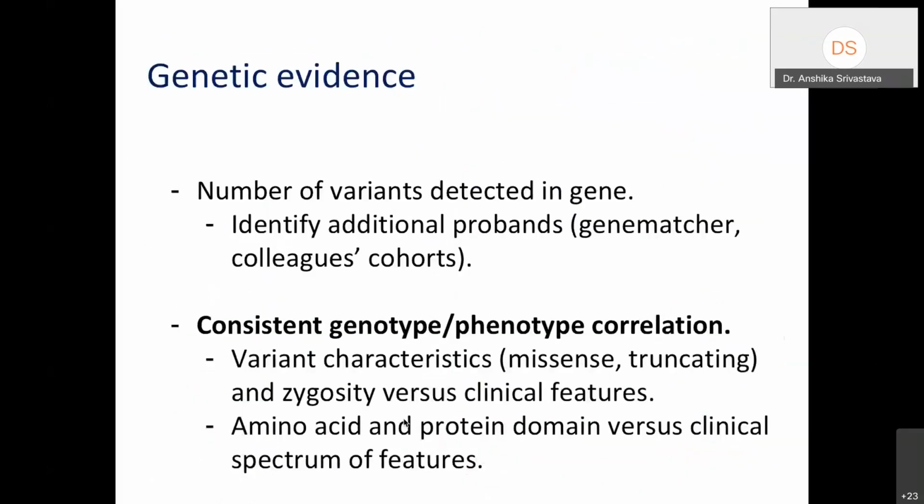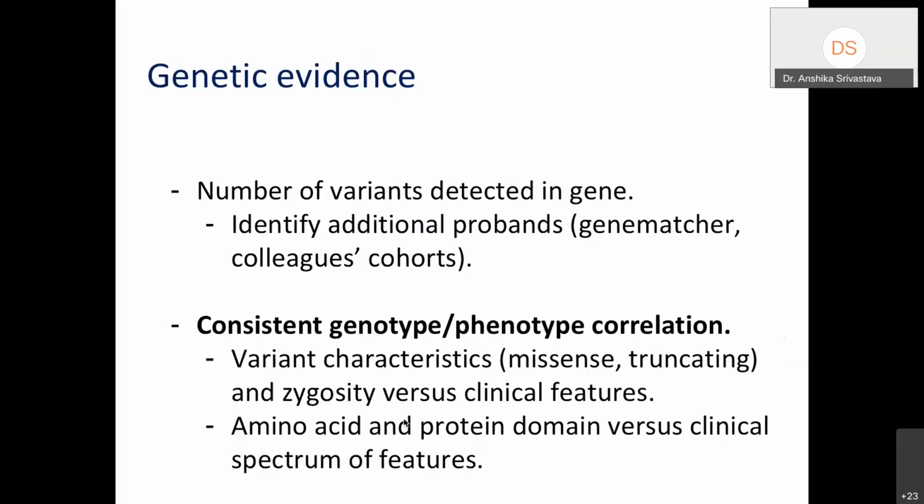So the genetic evidence was done through identifying additional probands through GeneMatcher. This made us confident that the citron kinase gene that we identified in our patient is actually the causing gene for microcephaly, as we were able to identify additional physicians with the same gene causing the similar phenotype, because microcephaly was a common phenotype across all the patients that harbor citron kinase variation.